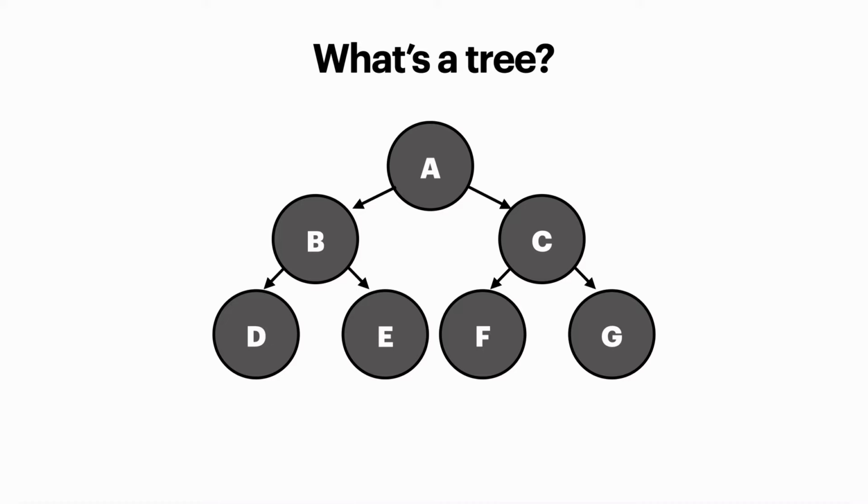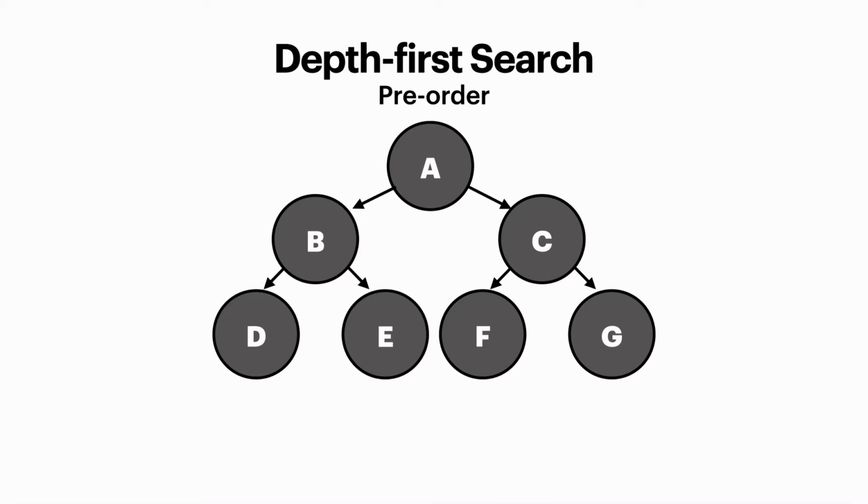Depth-first search is one of the ways that we can move around our trees. We can start at A, and from A we can move to any other node in the tree. There are multiple ways to do depth-first search. You can do a pre-order depth-first search, an in-order one, and a post-order one. So in pre-order depth-first search, we're going to process A first, and then we're going to move on to the first of A's children, which is B.